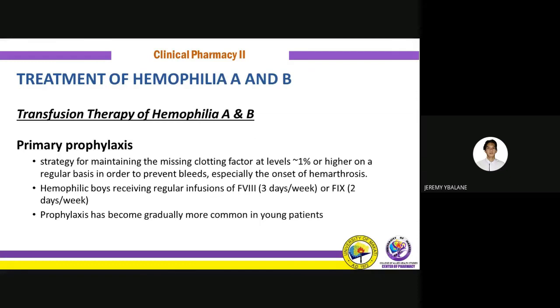Hemophilic boys receive regular infusion of factor VIII 3 days per week, or factor IX 2 days per week. They can reach puberty without detectable joint abnormalities. Prophylaxis has become gradually more common in young patients because prophylaxis is the standard care for children. However, teenagers and young adults do not always maintain the treatment regularly. Next slide, please.